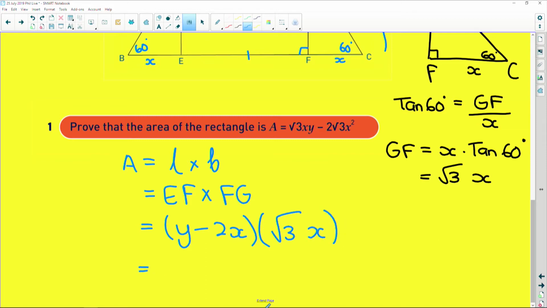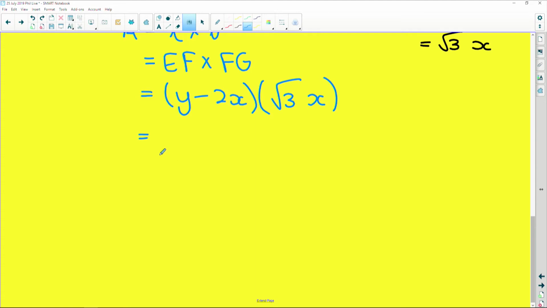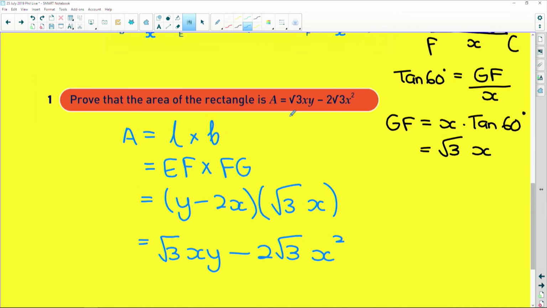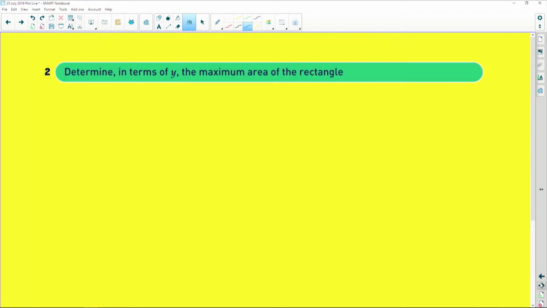So now if we multiply these two brackets out, we're going to get the square root of 3x multiplied by y, minus 2 multiplied by the square root of 3, which just gives us 2 root 3, and x multiplied by x is x squared. And that's exactly what we had to prove over here. Okay, easy peasy.